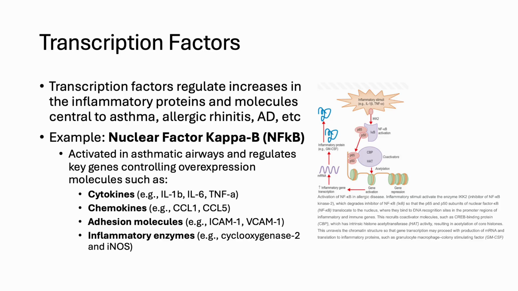So one example I'll bring up, and we'll see this one commonly, but there are many, is nuclear factor kappa B, or NF-kB. So this is activated in asthmatic airways and regulates a lot of genes that are directly involved with this cellular information. So it controls genes for various cytokines that we talked about, various chemokines, adhesion molecules, inflammatory enzymes.